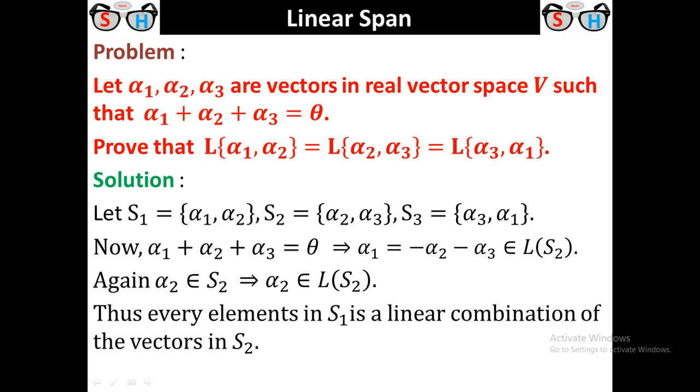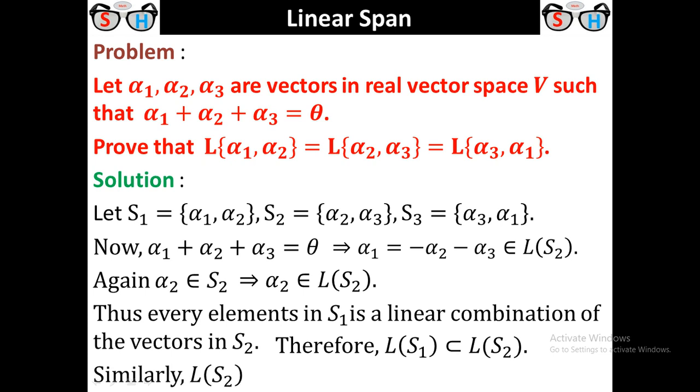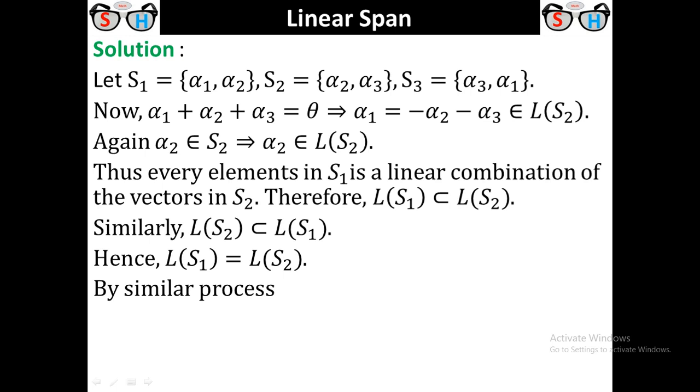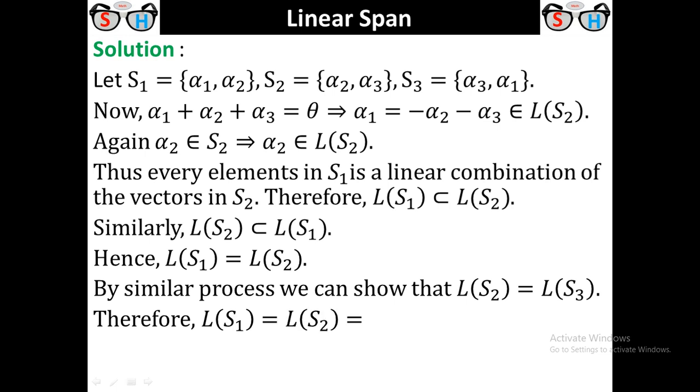S2. Okay, so in the second theorem which we discussed, we can conclude that L of S1 is a subset of L of S2. By a similar process, we can show that L of S2 equals L of S1. So from those two relations, we can conclude that L of S1 equals L of S2. By a similar process, we can show that L of S1 equals L of S3. So L of S1 equals L of S2 equals L of S3.